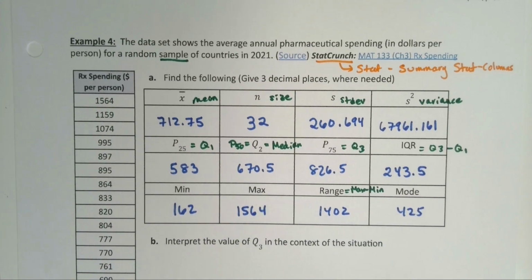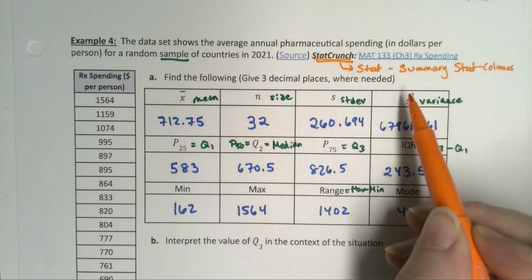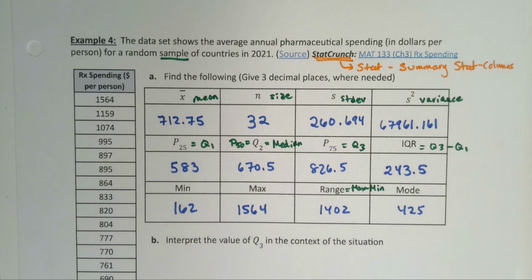And you also want to make note to yourself of how we did get all of this in StatCrunch. It should be on your exam notes packet as well, but there you have it. So it's Stat, Summary Stats, Columns. That's our path. And we find all of our values. And again, you don't have to do it in order. It just makes things a little bit easier if you did do them in order.